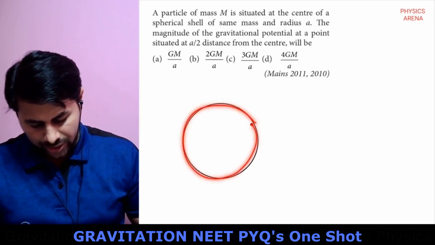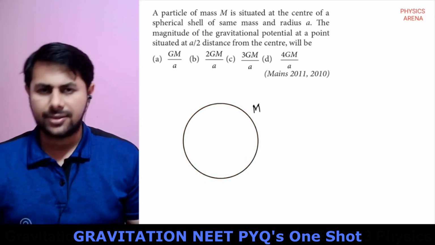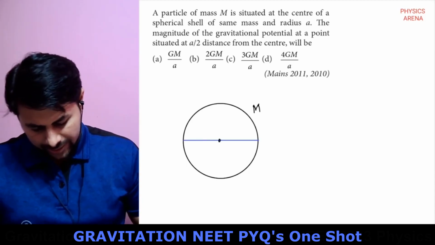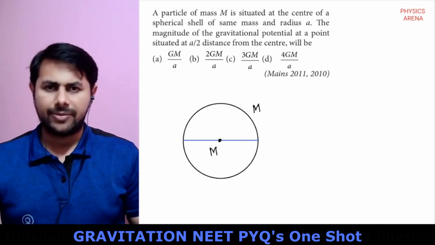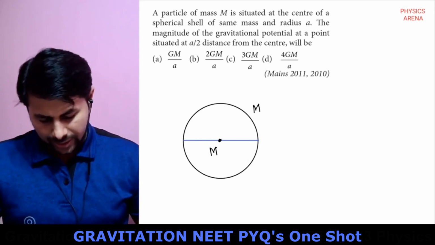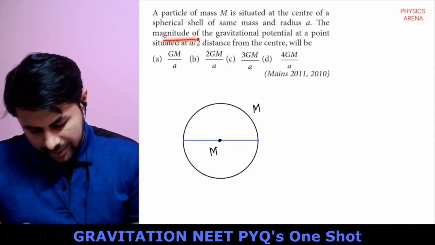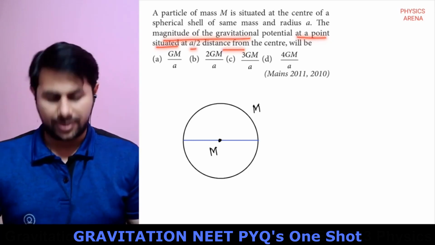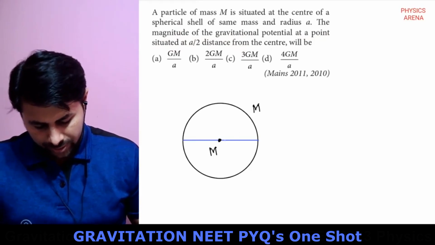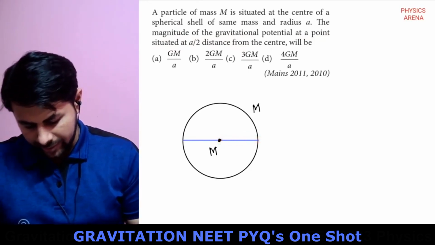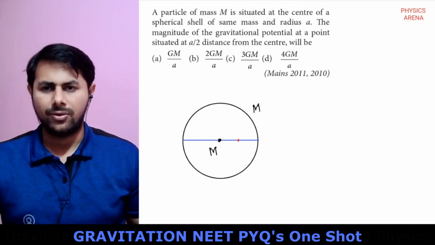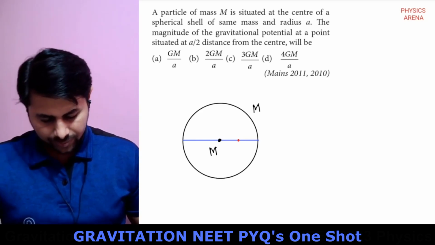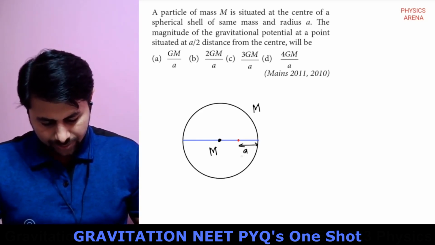So we have this shell and its mass is m. There is another mass at the center of the shell, and that mass is also m. Now the question is the magnitude of gravitational potential at a point situated at a/2 distance from the center. This much distance is a. We want to find the potential here, at distance a/2.